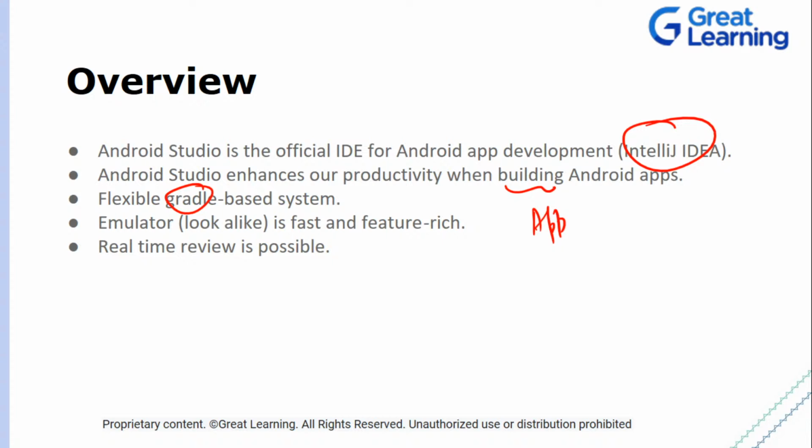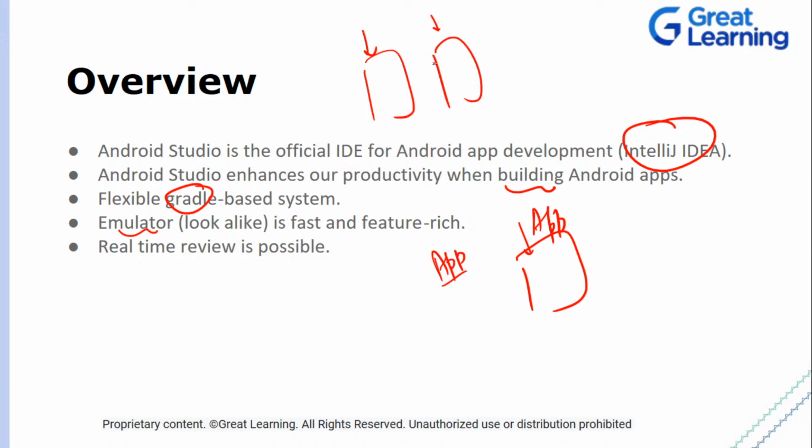Okay, and what about the emulator? The emulator will be a lookalike of your phone. Let's suppose this is your phone. Whatever application you are trying to create, let's take a simple application of adding two numbers, you can create that with the help of this emulator. And finally you can see the real time preview. Let's suppose this is your code and this is your application, you can see both of them. If you make any changes here, the changes will be reflected in your application, so a real time preview is possible.